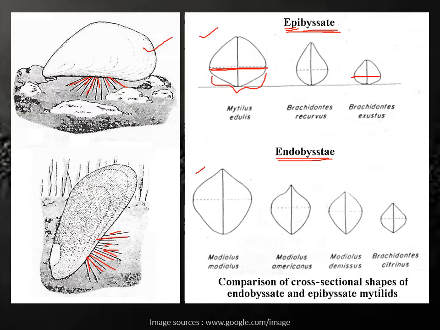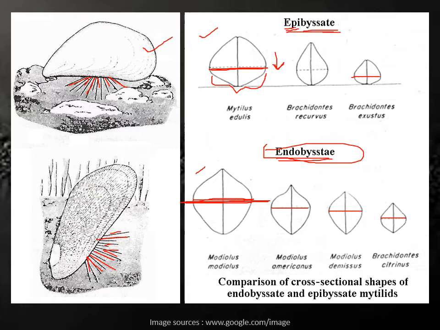So that is why in the endobyssate form, you can see that the line of maximum width, which is indicated by the center of gravity position within this bivalve shell, is almost in the central part of its height. It is far towards the upper portion. You can see here it is, here it is, here it is. So almost it is in the central portion or more towards the upper part for endobyssate. But for epibyssate, the line of maximum width, which is indicative of the position of the center of gravity, is more towards the bottom part of the shell, which enhances its stability.